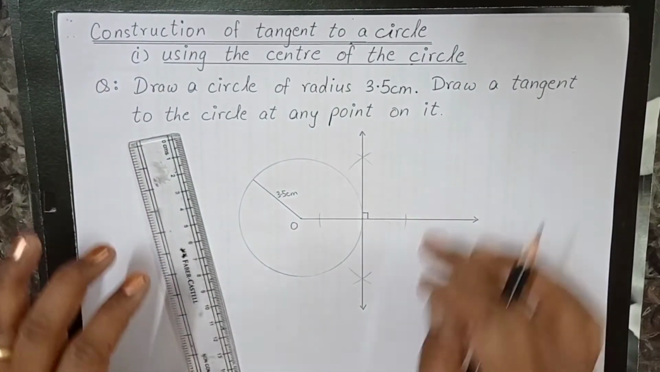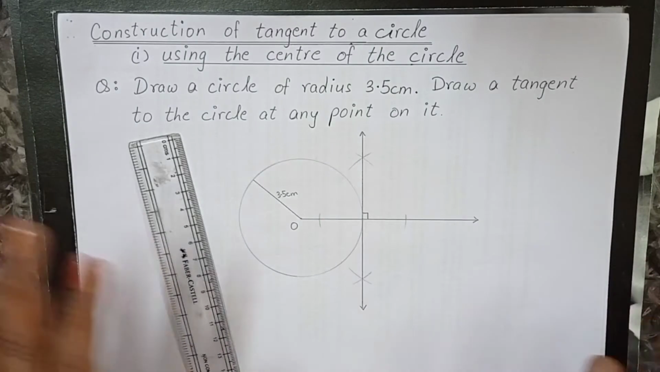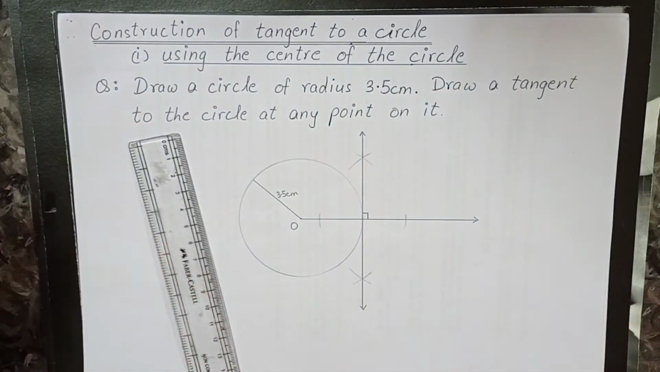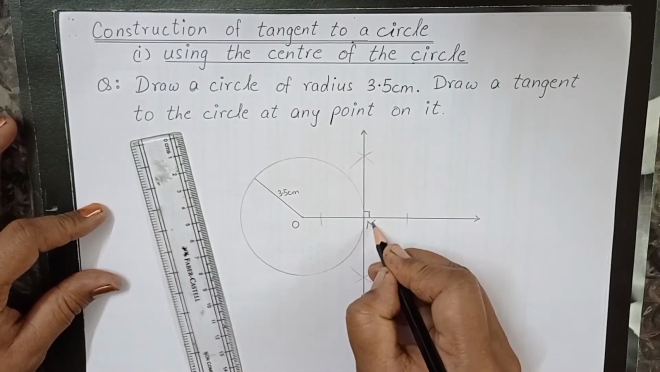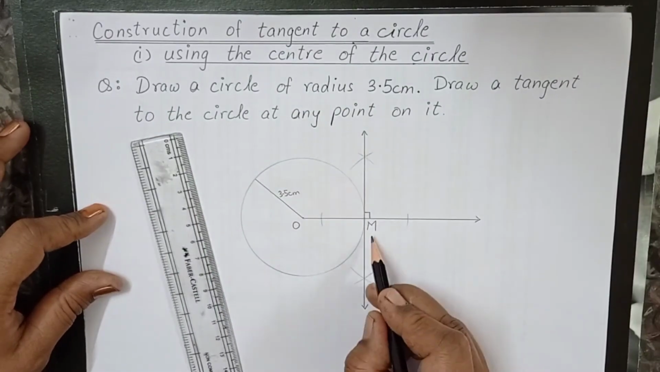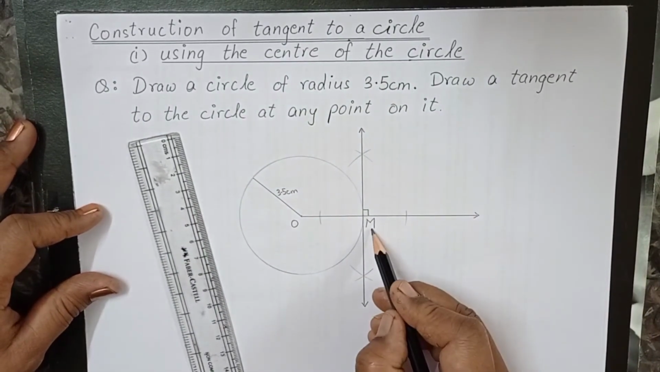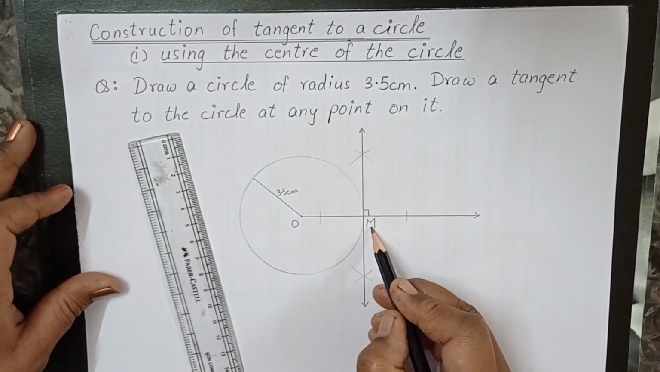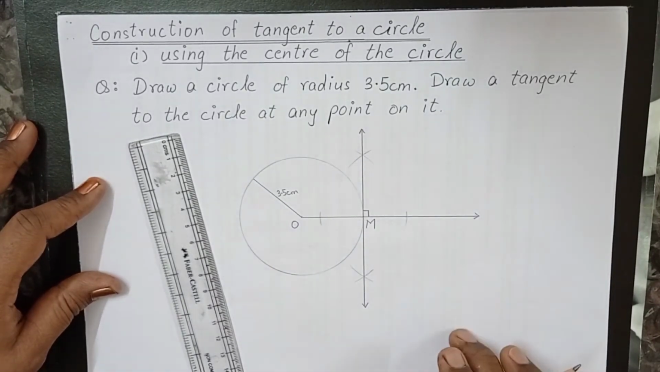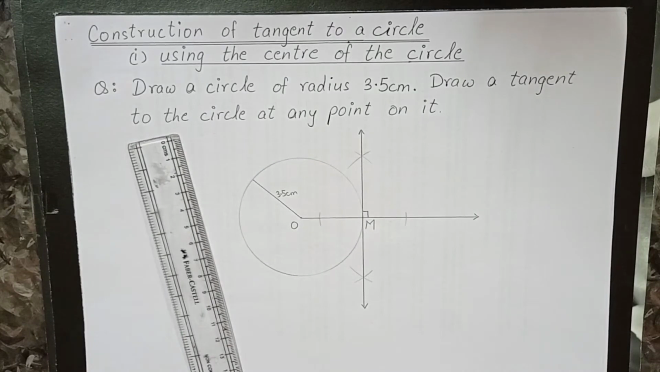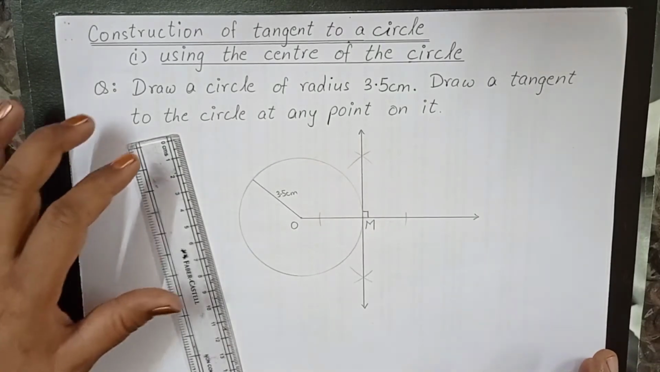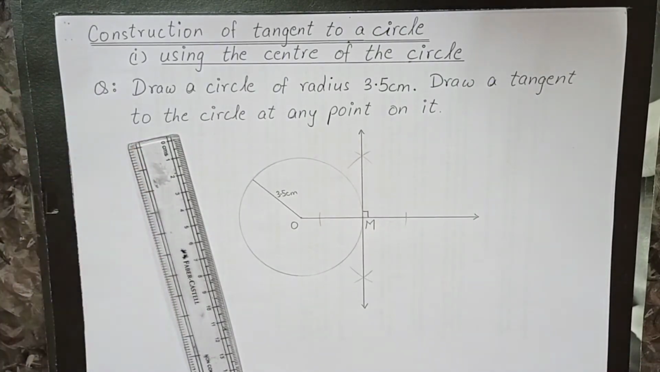Now in the question, suppose it is given, take a point M on the circle and draw a tangent, then this will be your point M. In this, nothing is given, so I'm just naming it just like that. But if it is given in the question, you have to name this as that point which is lying on the circle through which you have to draw the tangent. So this is the tangent. This is the first method of construction of tangent to a circle, which is using the center of the circle.